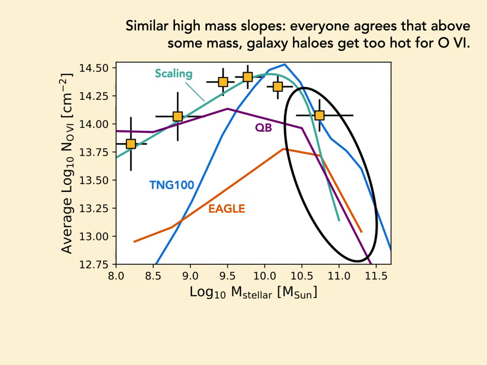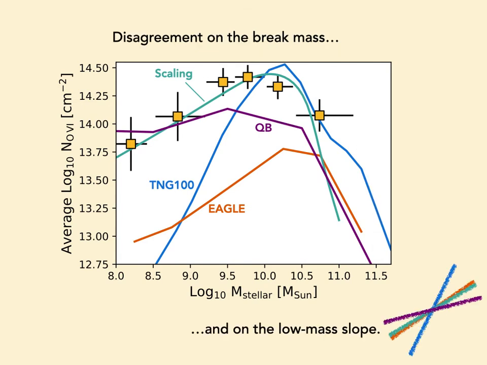The high mass slopes are all pretty similar. Massive halos can collisionally ionize oxygen more than 5 times. The big differences are in the break masses and, especially so, in the low mass slopes. The little bundle of line segments at the bottom right shows a rough by-eye estimate of the slopes, and they're all pretty different.